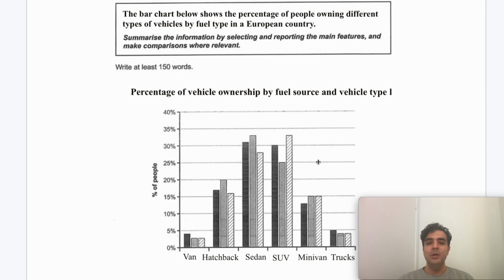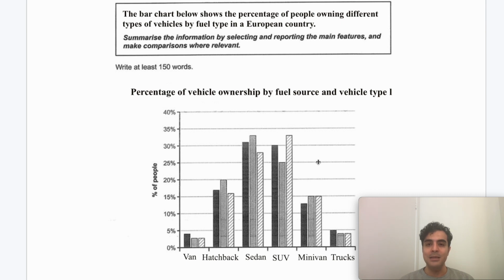Once again, as you can see, we have a description, instructions, and the chart itself. To familiarize ourselves with the chart, we'll very quickly read the description. It says, the bar chart below shows the percentage of people owning different types of vehicles by fuel type in a European country. The instructions is, again, the same thing we've seen before. Summarize the information by selecting and reporting the main features and make comparisons where relevant.